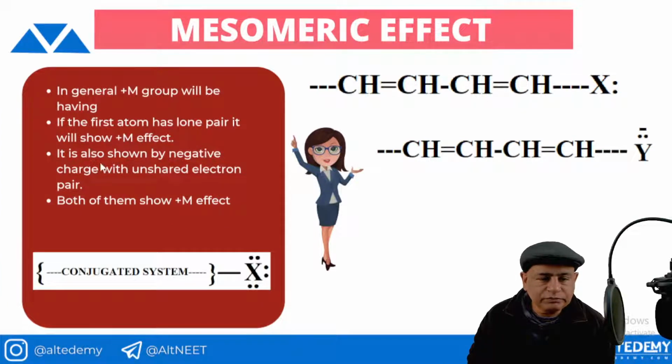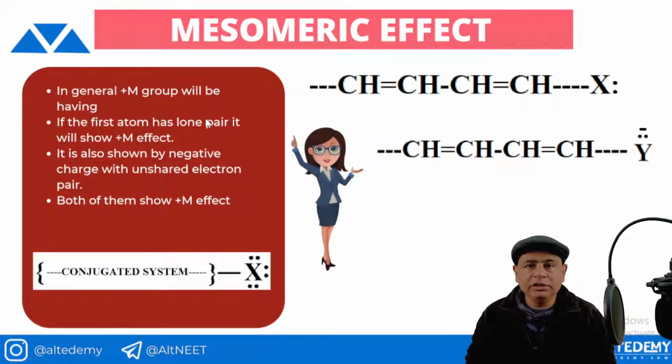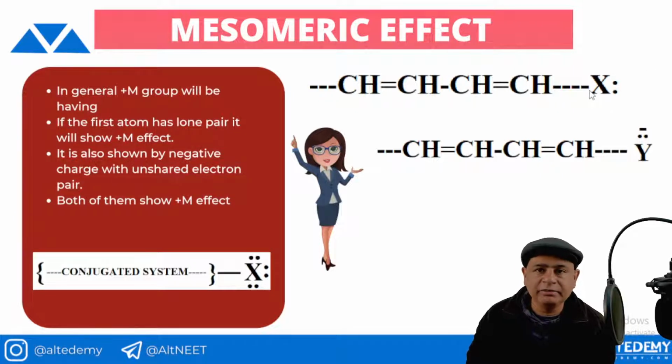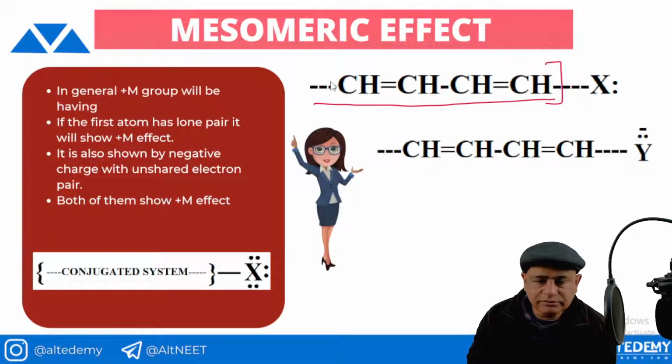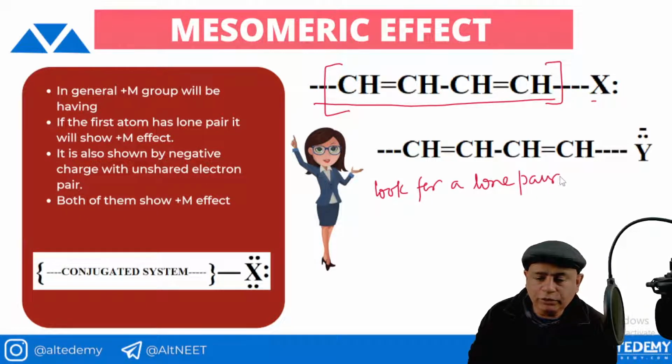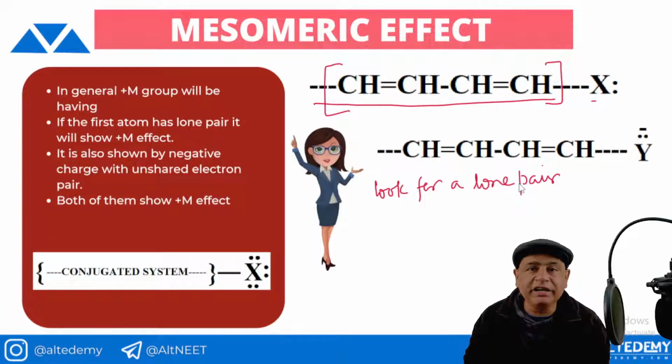Coming to another slide. In general, how will we identify that a particular group or species will have a plus M effect or a minus M effect? And it is very easy to identify. Very easy, believe me. Look here. We have a system that is conjugated and we have attached a substance. Look for a lone pair. Lone pair on the species which is directly attached to this carbon. Directly attached.